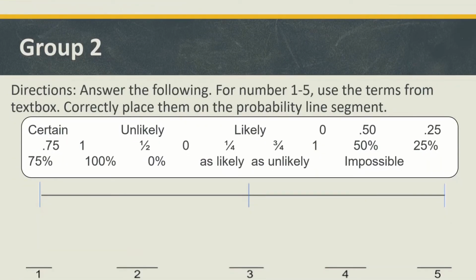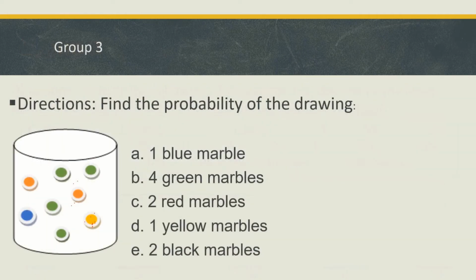Group 2, directions: Answer the following for number 1 to 5. Use the terms from the text box. Correctly place them on the probability line segment. Group 3, directions: Find the probability of the drawing. Write in fraction and description of the probability. So, page 6. If you're finished, we're going to check your work.